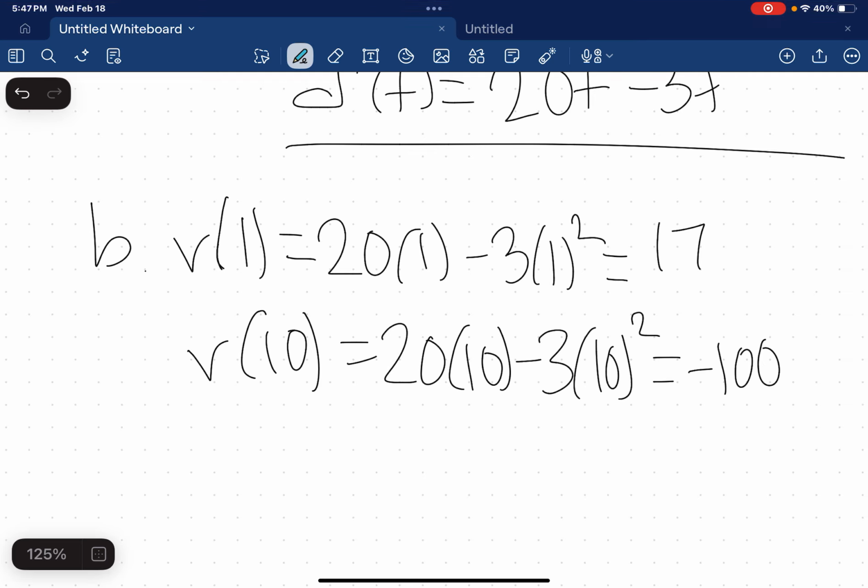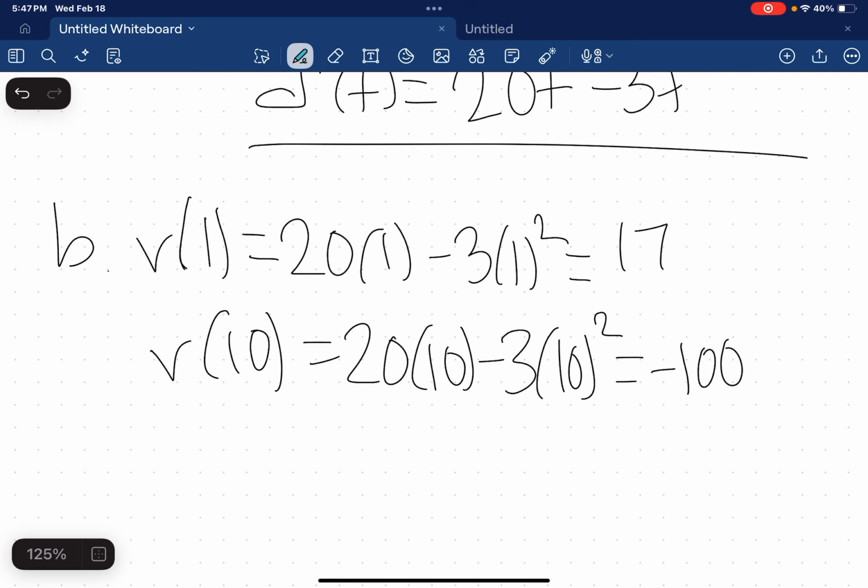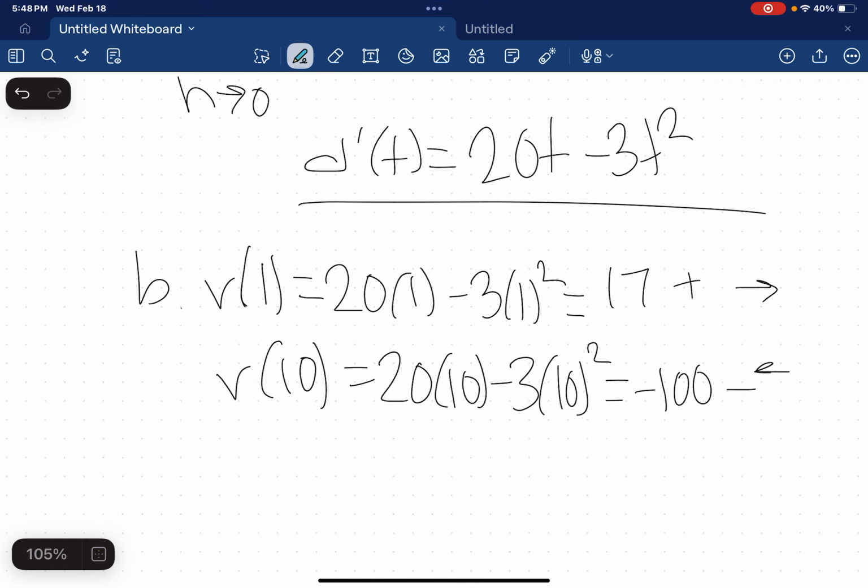In this case, with the velocity, what the sign signified: this is a positive sign, well, this one's a negative sign. This means that when t equals 1, the velocity is positive, which means that the particle is moving in a positive direction. Let's just say north in this case. However, once we get to time equals 10, the velocity is actually negative, which means that the particle is moving in the opposite direction. So, boom and boom.